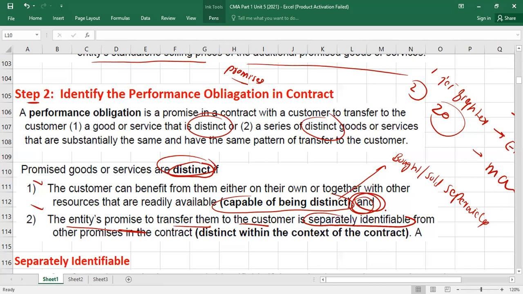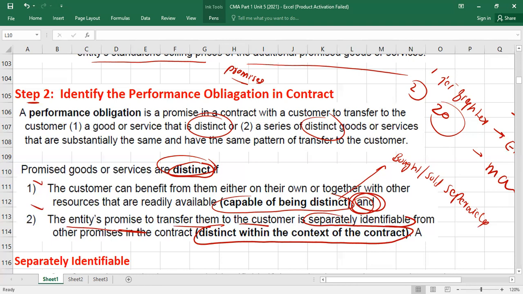What does separately identifiable mean? Separately identifiable means that the goods or services must be distinct within the context of the contract also. The keywords are: capable of being distinct, and distinct within the context of the contract also.